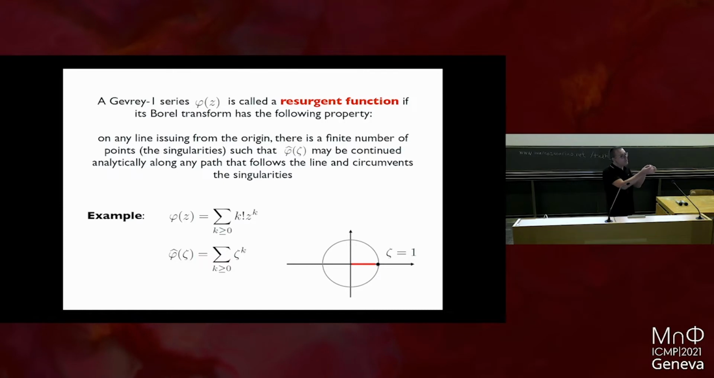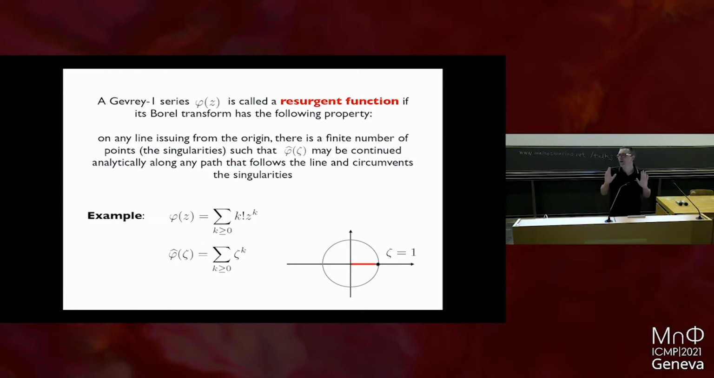When you take a line going from the origin to another point in the complex plane, in any line you draw, there can be only a finite number of singularities, and you can always take a contour along which you can analytically continue these Borel transforms by avoiding the singularities. So you cannot have too many singularities, you cannot have a dense accumulation of singularities; you have to be able to always avoid them by a proper choice of your path. And actually this turns out to be a very simple property and quite generic.